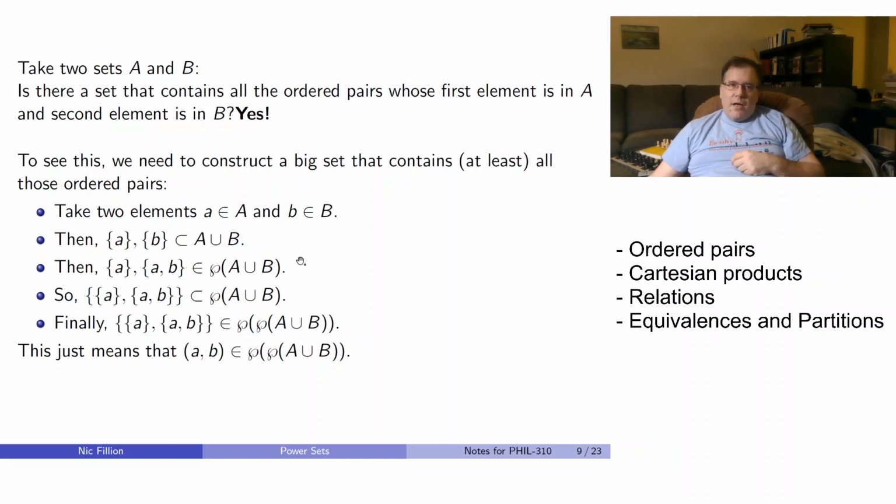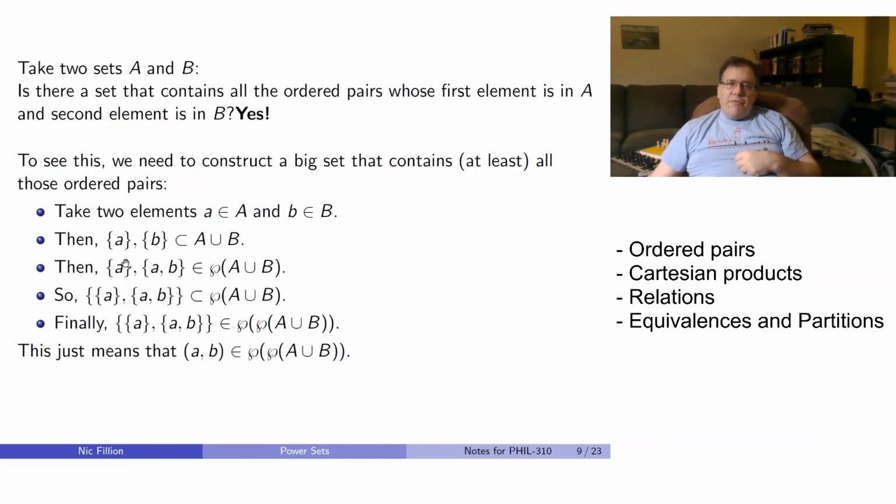Now, furthermore, on the second bullet point, what I wanted to write is: singleton a is in A union B, and then the pair containing a and b is in A union B. Because then, just by the membership condition of power sets, we get that singleton a and pair {a, b} are both in the power set of A union B.